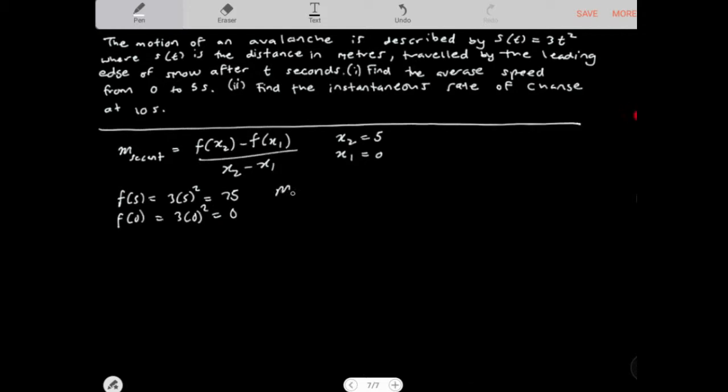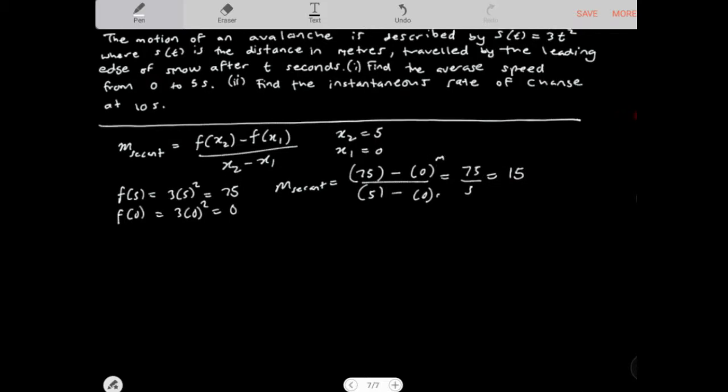And if we look at the slope of the secant, it's basically 75 minus 0 over x2, which is 5, minus 0, and that's going to give us 75 over 5, which is basically 15. Now you can notice here that the numerator is in meters and the denominator is in seconds, so that's why we get the unit meters per second. Okay, so that's your average speed from 0 to 5 seconds, right? So that's your average speed, that's part 1.